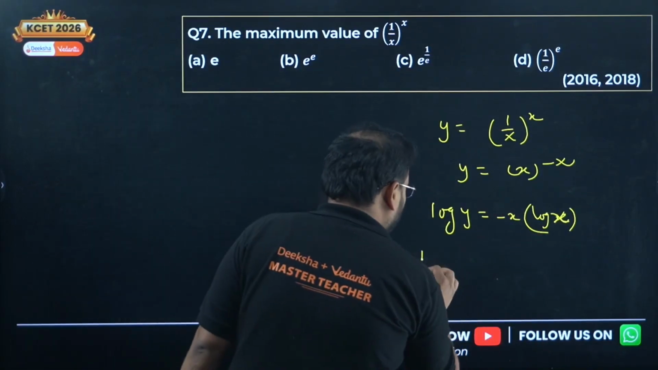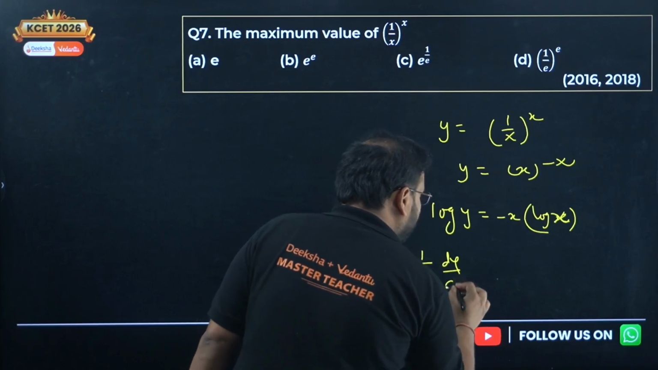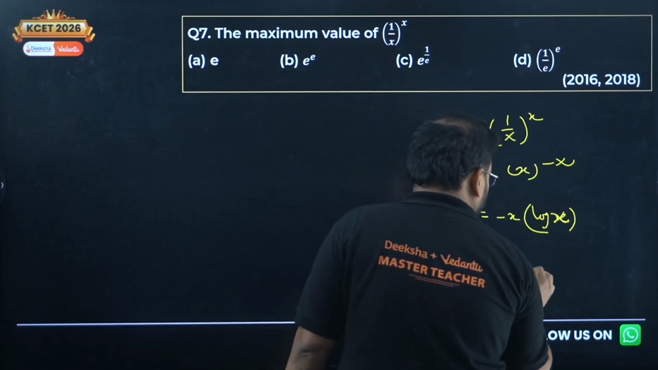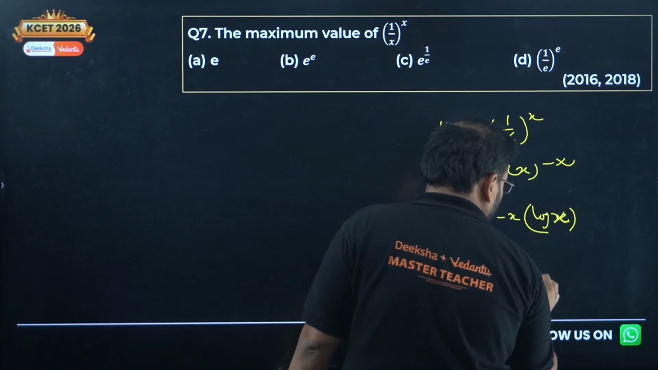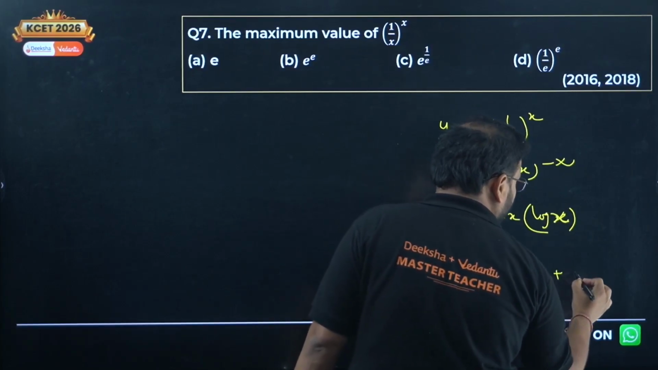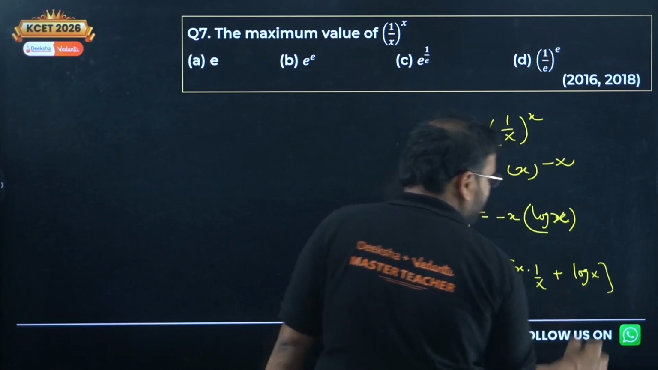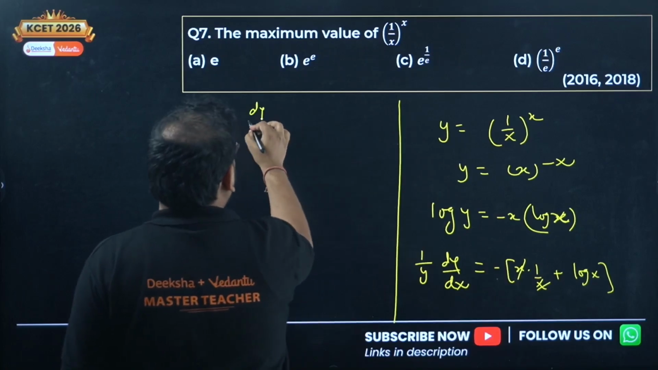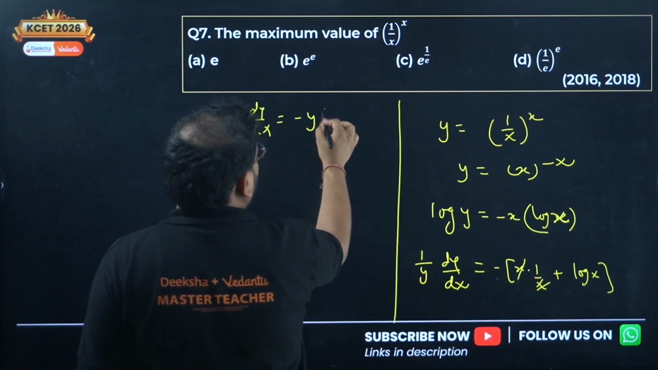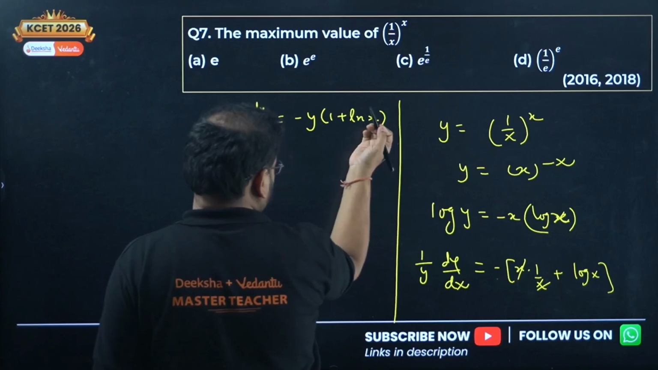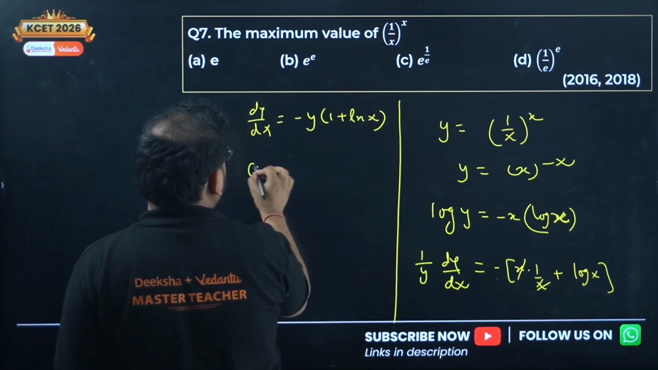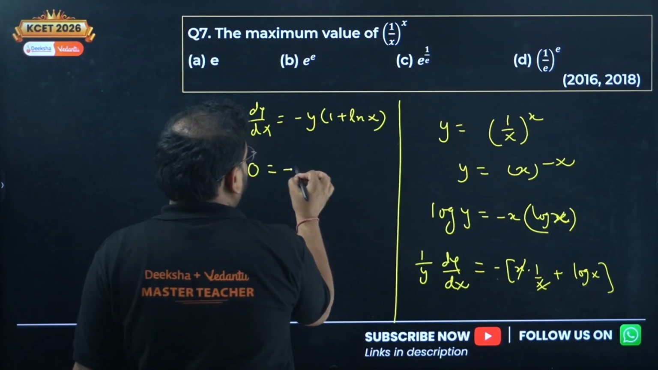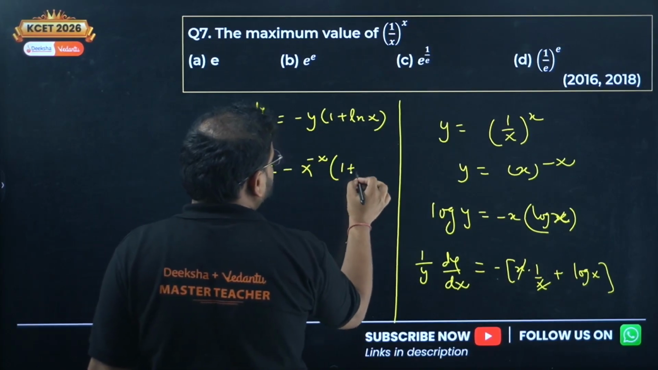Now differentiate. You have 1 by y dy by dx equals, check here, minus sign outside, differentiating log x you'll get 1 by x, differentiating x you'll get 1 into log x. So as it is, log x. x cancels. What I have is dy by dx equals minus y into 1 plus log x. What is the y value? Put it here. I'm taking dy by dx as 0 to find the critical point. What is this? Minus x power minus x into 1 plus ln x.